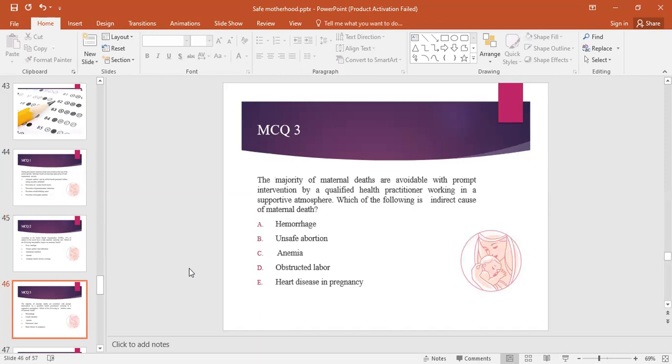The majority of maternal deaths are avoidable with prompt intervention by a qualified health practitioner working in a supportive atmosphere. Which of the following is an indirect cause of maternal death? Hemorrhage, unsafe abortion, anemia, obstructed labor, heart disease in pregnancy.